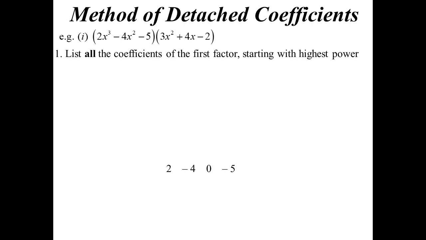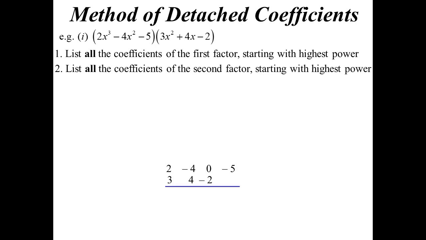First of all, you list all of the coefficients of the first factor starting with the highest power. Now, you'll notice I've written a 0 there because there was no coefficient of x. So they're all there, I just can't see them all, so I write 0 down. That's the first thing. Then I will list all the coefficients of the second factor, starting with the highest power, but there it is. Notice I have not lined up the cube with the cube and so on. So we just line up that way.